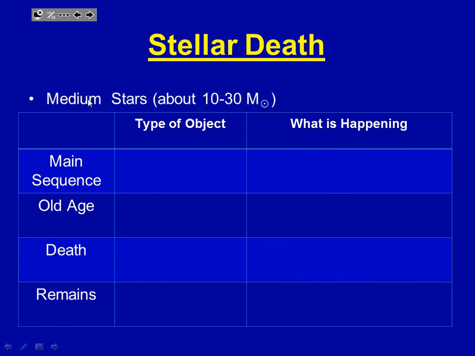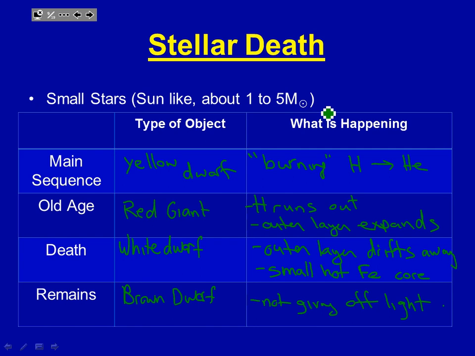Now you'll notice I've got medium stars, about 10 to 30. What do I mean by M with that symbol? What does the letter M stand for in our study of this stuff? This is super important. I'm going to go back and define it on the other one. This is mass. Mass of the sun.